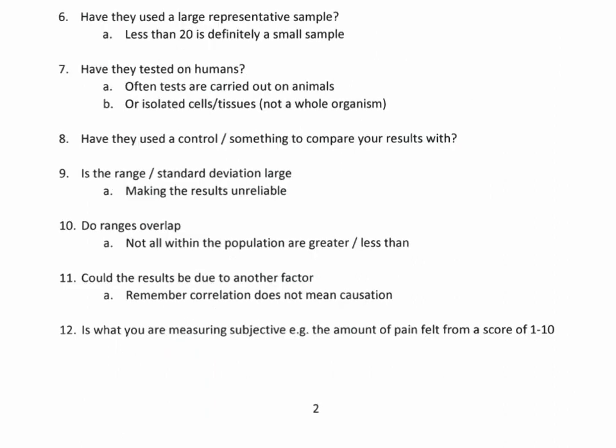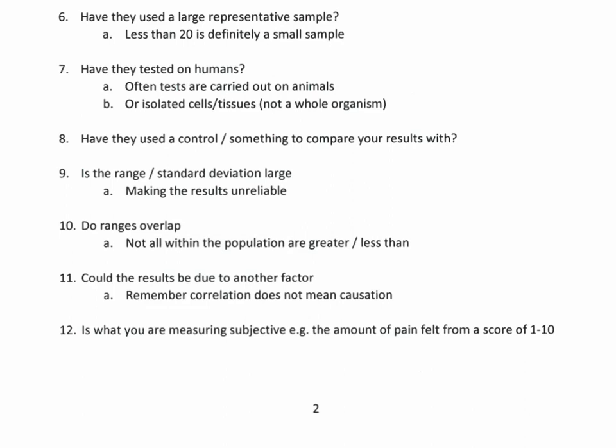Often the test will be carried out on cells or other organisms. So if it's carried out on other animals, then they could have different physiology, they could react differently to the drugs, so you can't necessarily say that you have the same effect on humans. Same if you've got isolated cells or tissues grown in a petri dish, for example, it could have a very different effect on the whole organism, on the whole human.